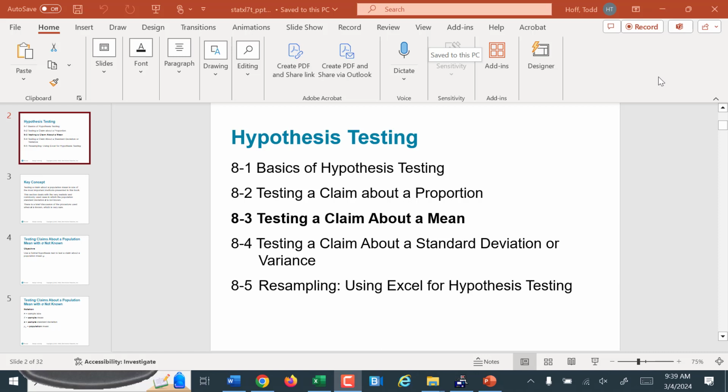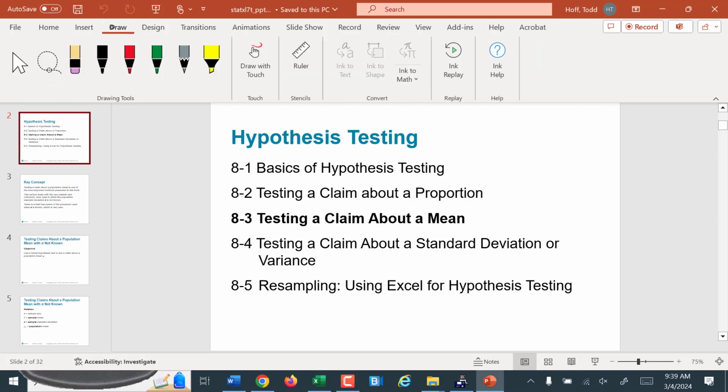Time to move on to our hypothesis testing about claims on the mean. This is going to be the last section that we cover in Chapter 8. The sections on standard deviation and variance we're not going to cover. We might look a little bit at Excel, but we're not going to do the resampling techniques that are given there.